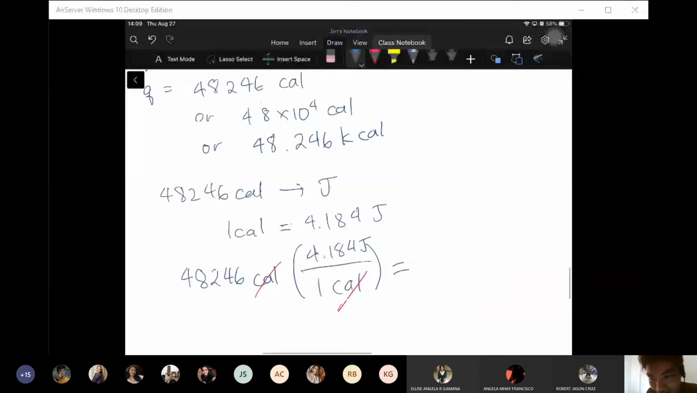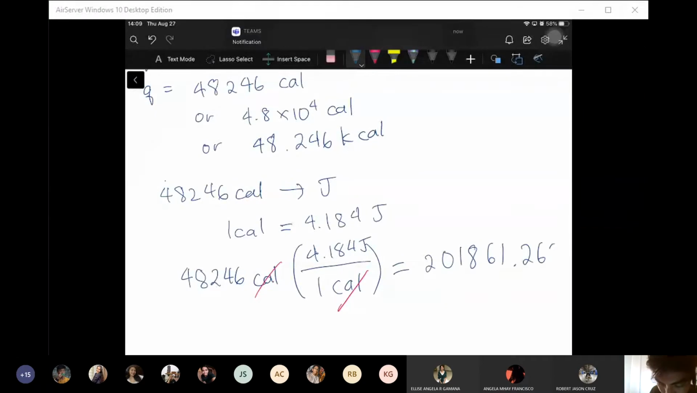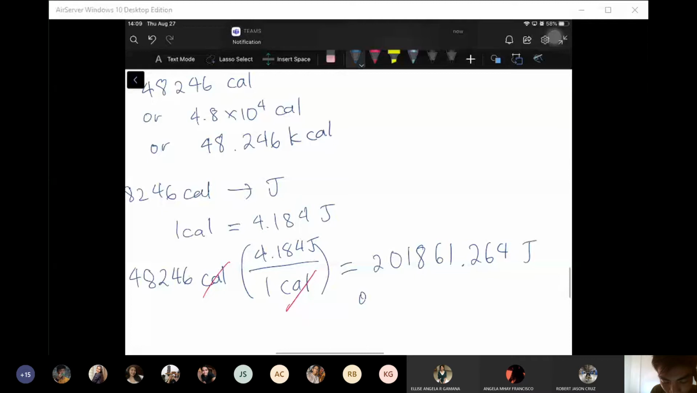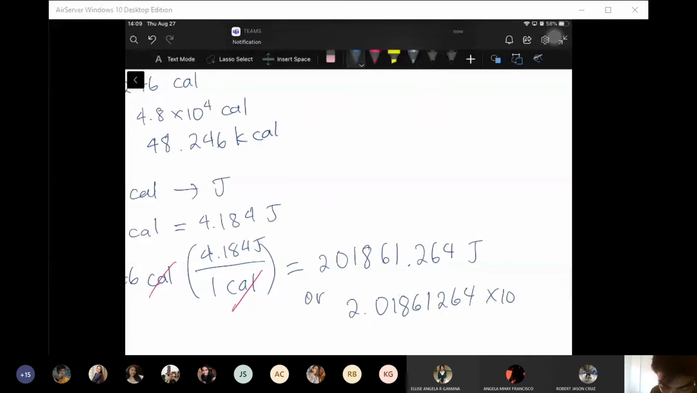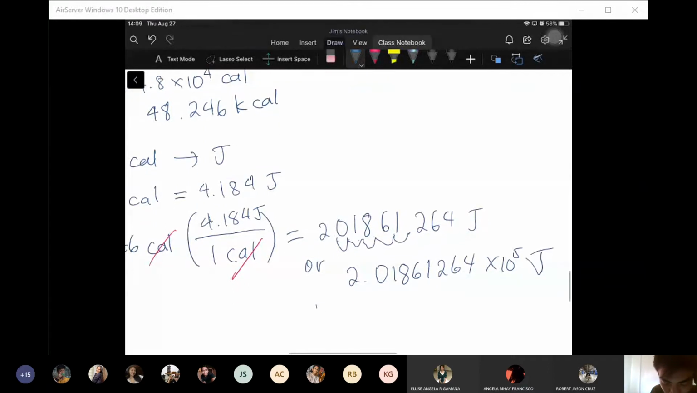Ayan, laki. So, this is 201,861.26 joules. Pwede ko rin yan isulat as 2.01861264 times 10 raised to 1, 2, 3, 4, 5, so 5 joules. Pwede rin yan as 201.861 kilojoules, no? So, yun. Ganun na.